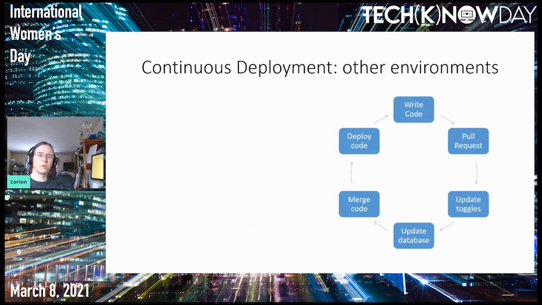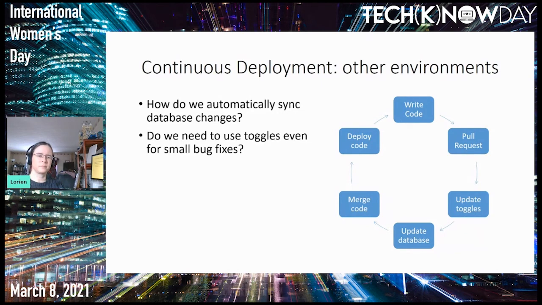We'd like to move on to continuous deployment in other environments besides our dev environment. And that goes back to the database. How do we automatically sync those changes when we add new tables or new columns to existing tables? This isn't such a problem with our dev environment because the developers will use the dev database when they are developing on their local machines. So that handles the database changes there, but those changes don't automatically sync. If we are continuously deploying code, do we need to change our toggle strategy for every bug fix? And what do we do if something goes so badly that we do have to roll back our code?